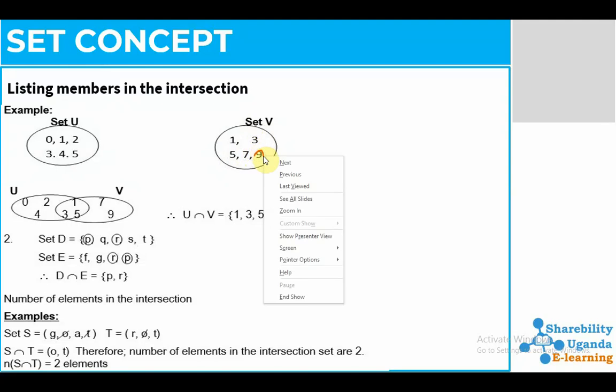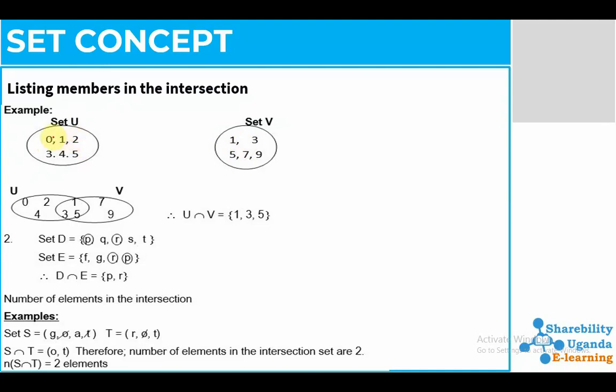Okay, so in doing this, we shall be able to see which members are in set V and the same in set U. Can they be able to list them? Can anyone see them here? Okay, we are going to tick those members which are in set U and in set V.